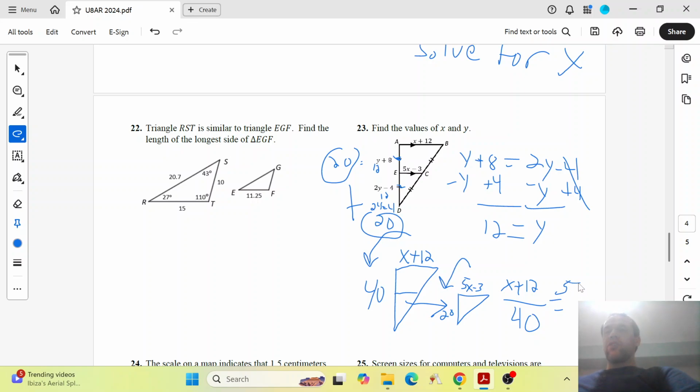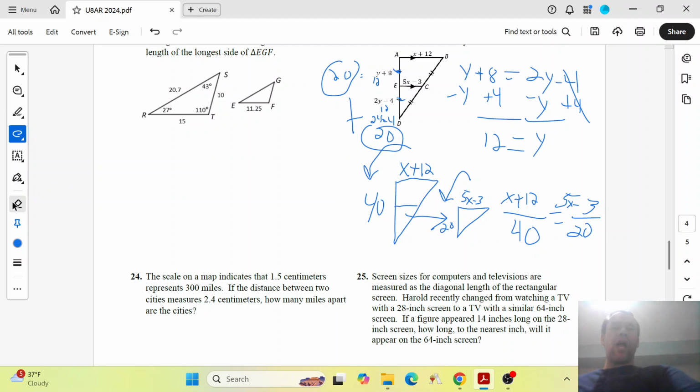Because the sides are similar, that means it's a similar triangle. One's bigger than the other proportionally, so that's why we can do proportions. So we have 5x minus 3 over 20. And now you can cross multiply.